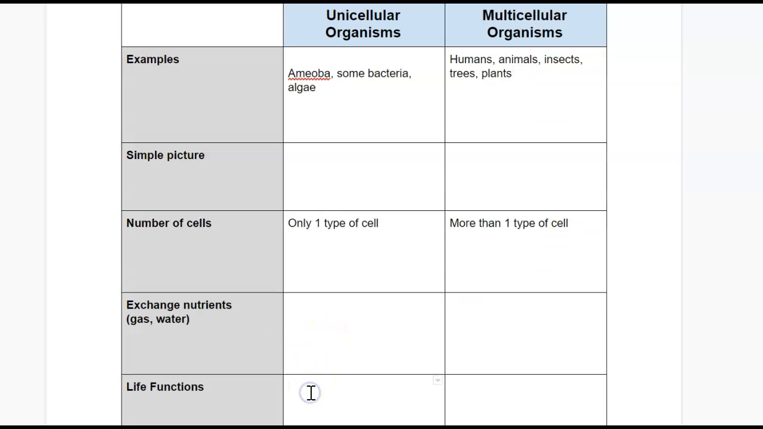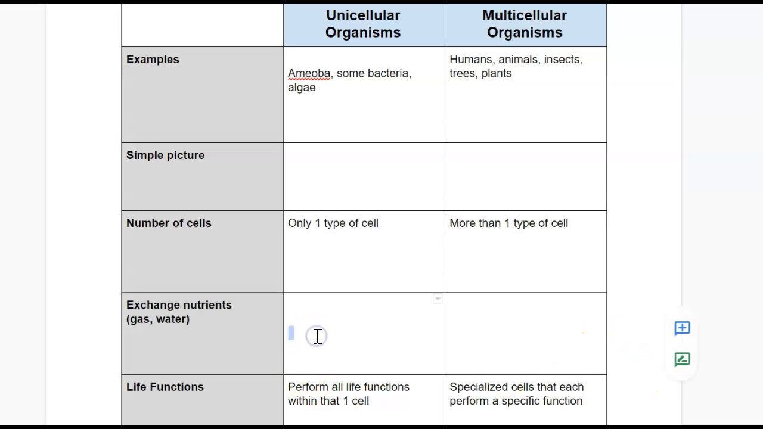All right, then how do they exchange nutrients? Along with that is the life function. Unicellular organisms perform all life functions within that one cell. That one cell has to be able to do everything for that organism. Versus with multicellular organisms, we have specialized cells that each perform a specific function. For example, within humans, we have blood cells, skin cells, muscle cells. Each of those types of cells performs a specific function. My blood cells do something different than my brain cells. Each of them has its own function so that I can be the human moving around, talking, doing all the things that I do.